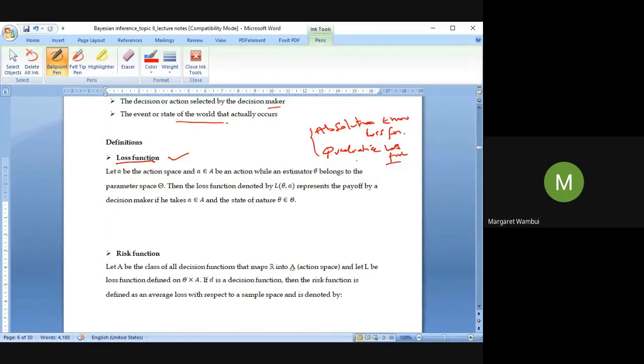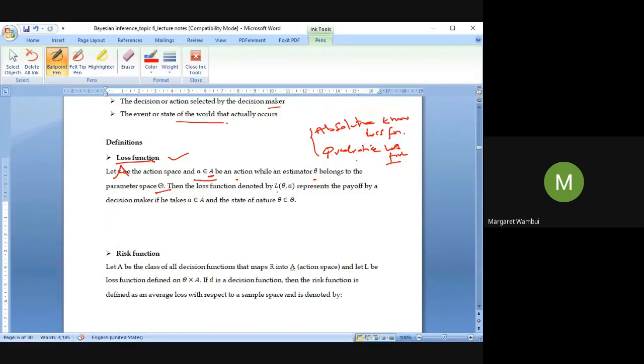Now we define it under the context of decision theory. But the two of them will still come up when you are making a decision, because you can make the decision under the absolute error loss function, or you make the decision under the quadratic loss function. So let A be an action space and small a be a member of that space, an action, while an estimator theta belongs to the parameter space, the capital Theta.